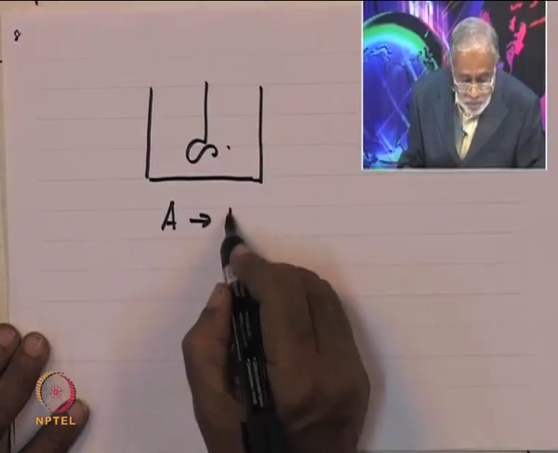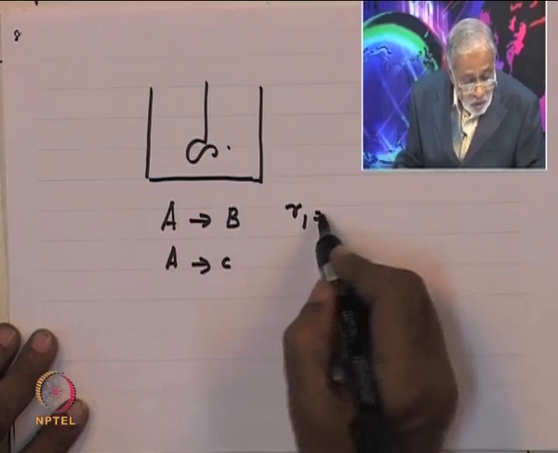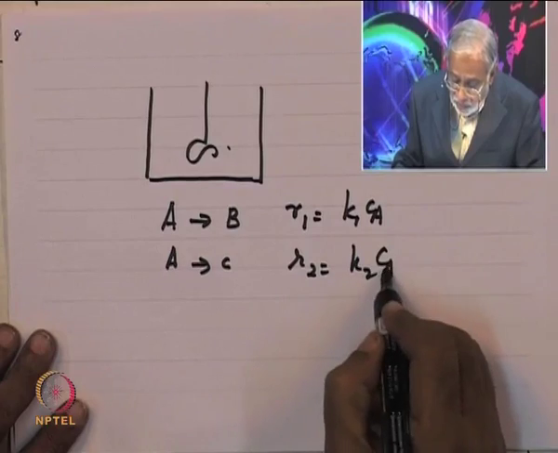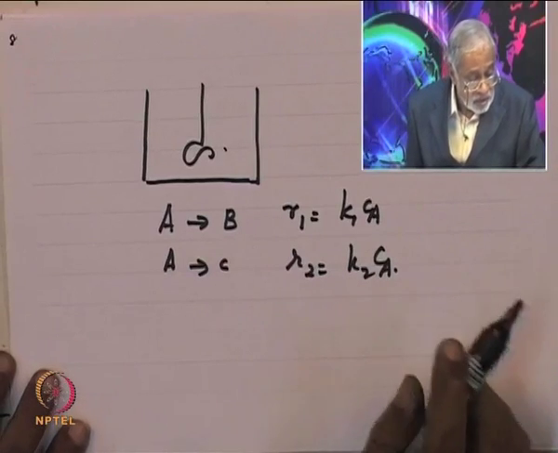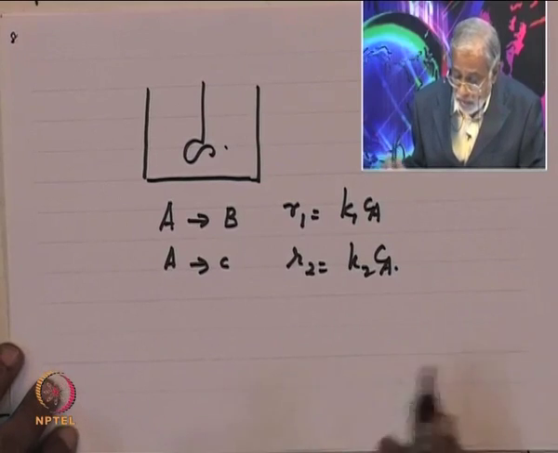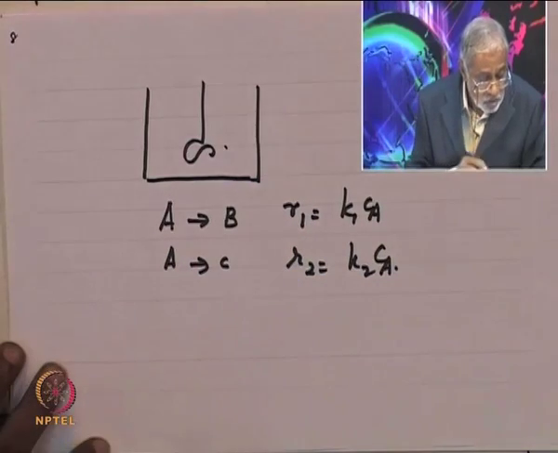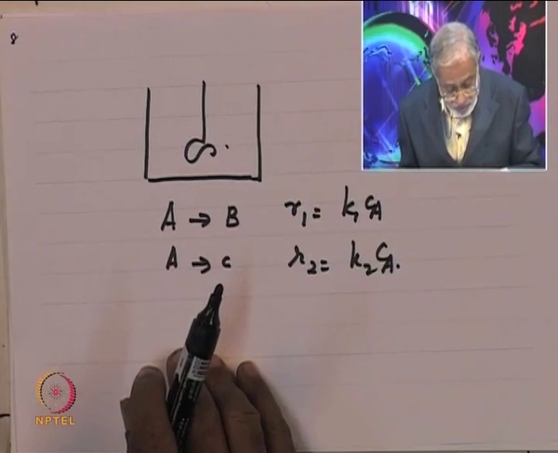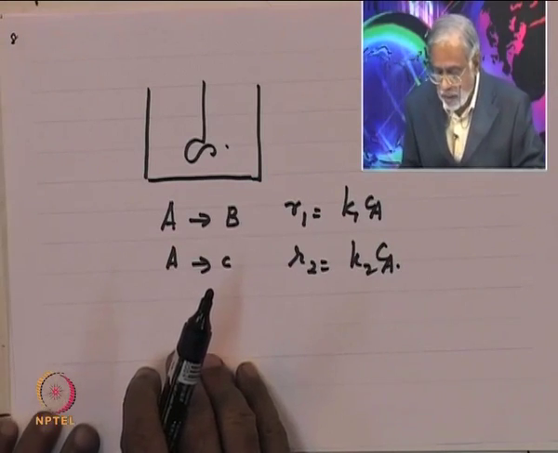Reaction A goes to B, and then reaction A goes to C, and this R1 equals K1 CA and R2 equals K2 CA. In other words, we are conducting a reaction. All the data is given here, let me write down all the data: temperature, volumetric flow, density, heat capacity, feed concentration, coolant heating medium. All the data for the reactions, a lot of data is given, let me explain all that in a minute.